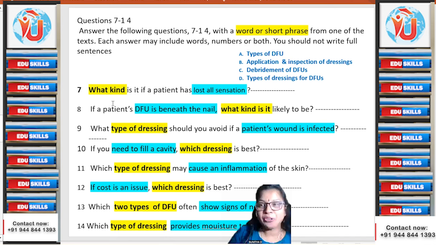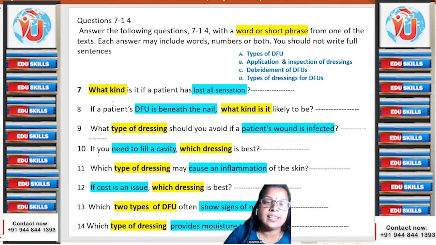Which is paraphrased in the text as well as the questions. So if you know how to identify the key phrase, it is easy to go to text A and find out the answer. Otherwise, you have to read all four texts to find that answer. Is that clear? Yes. Okay.